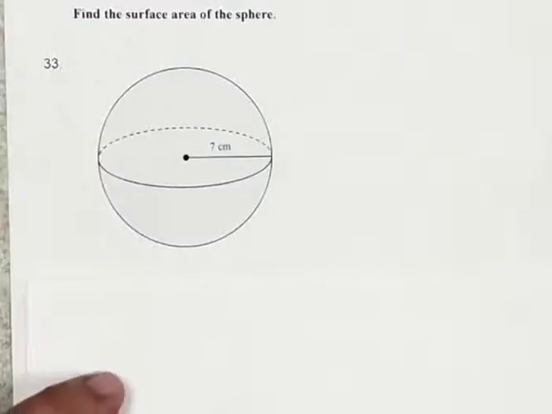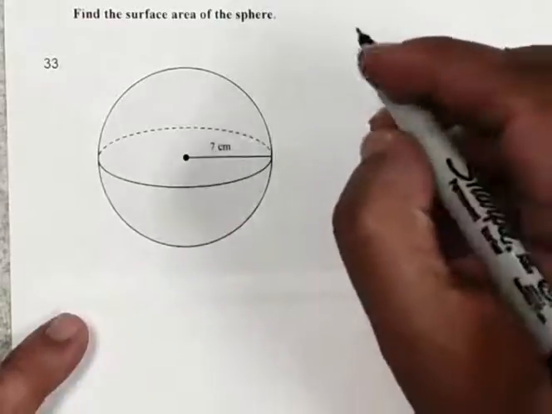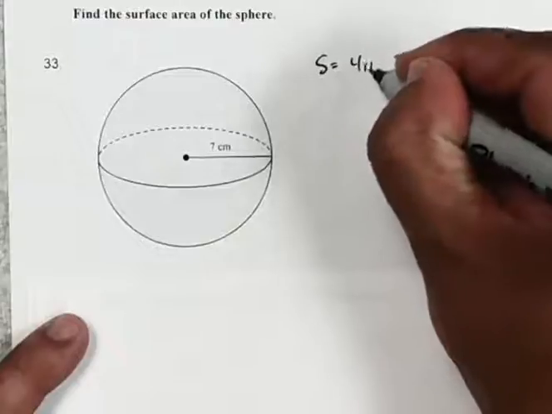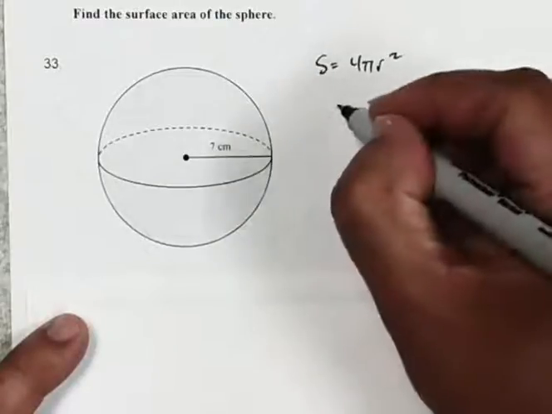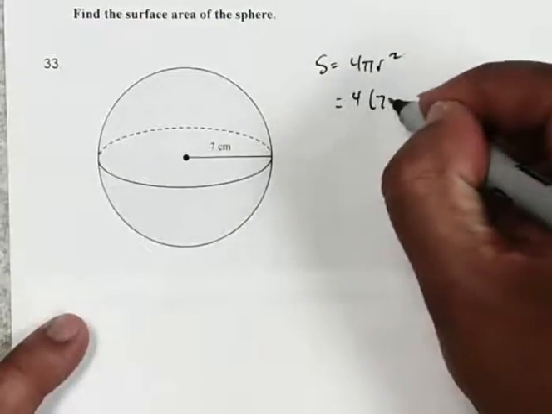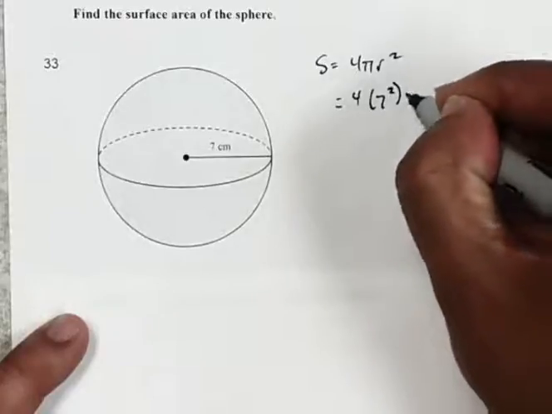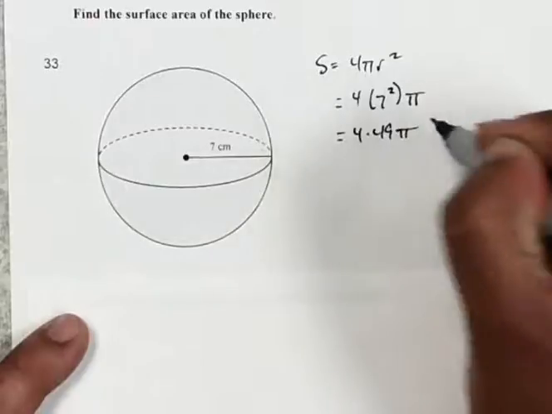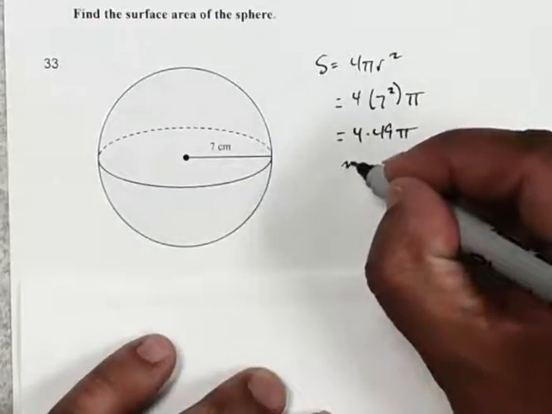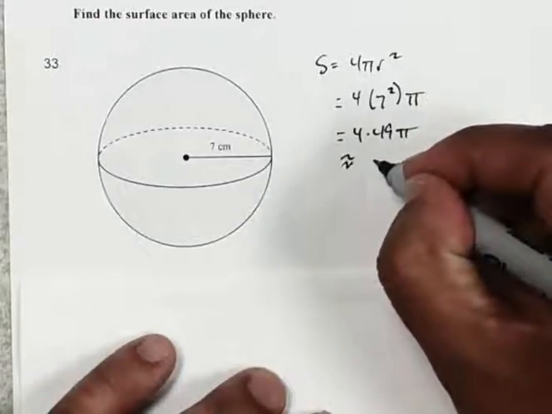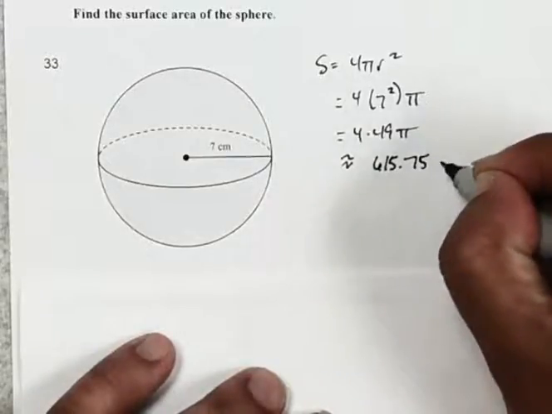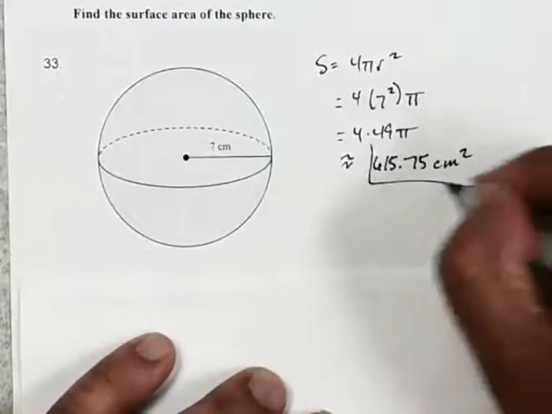Okay, number 33 says we want the surface area of the sphere. So for a surface area of a sphere, that's 4 pi r squared. So I'm going to do 4 times 7 squared pi, which is 4 times 49 pi, which is going to be about 615.75 centimeters squared.